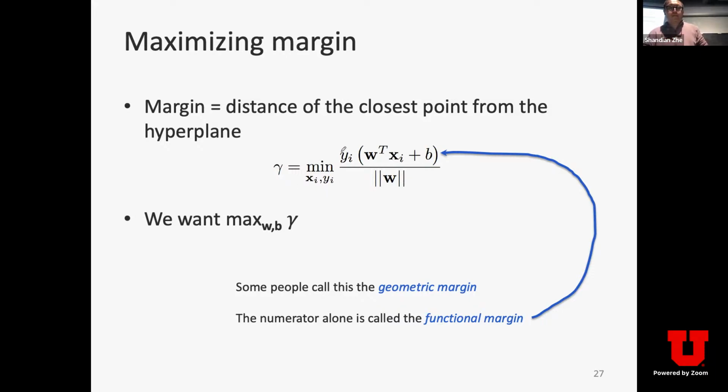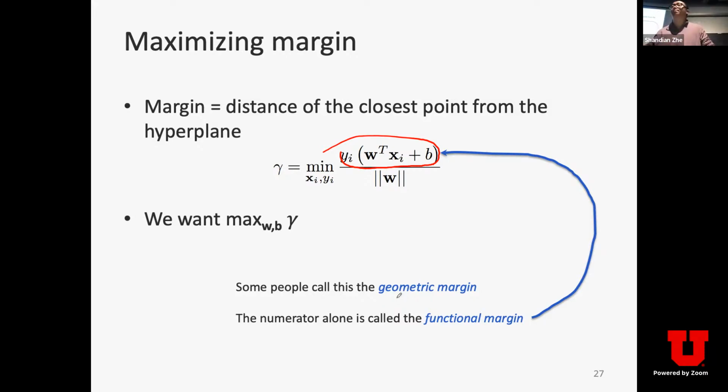The numerator here, people usually call it the functional margin. And if you divide the functional margin by the norm of W, this is called the geometric margin. Geometric margin is actually the actual distance. Although doing this max-min seems straightforward, since it just follows the idea of maximizing the margin, this is quite hard to optimize in practice.